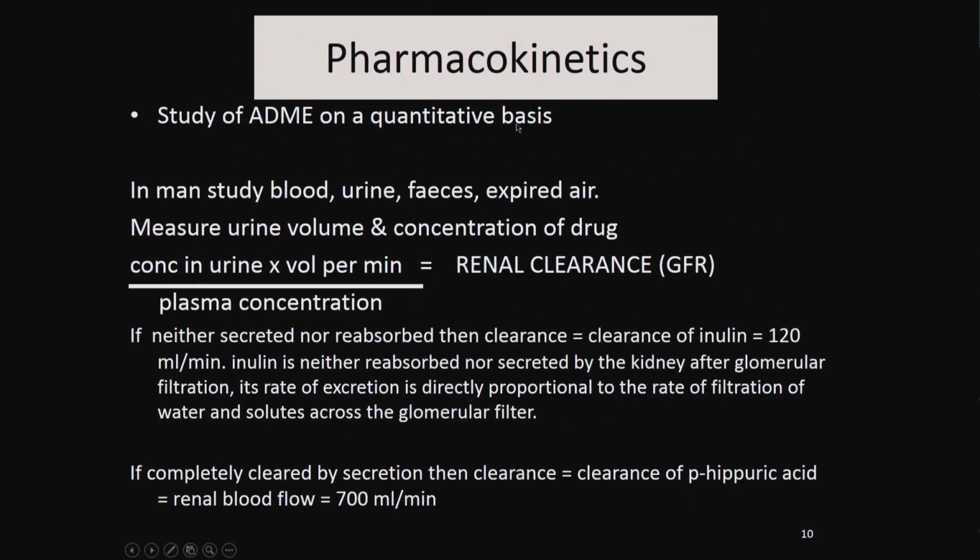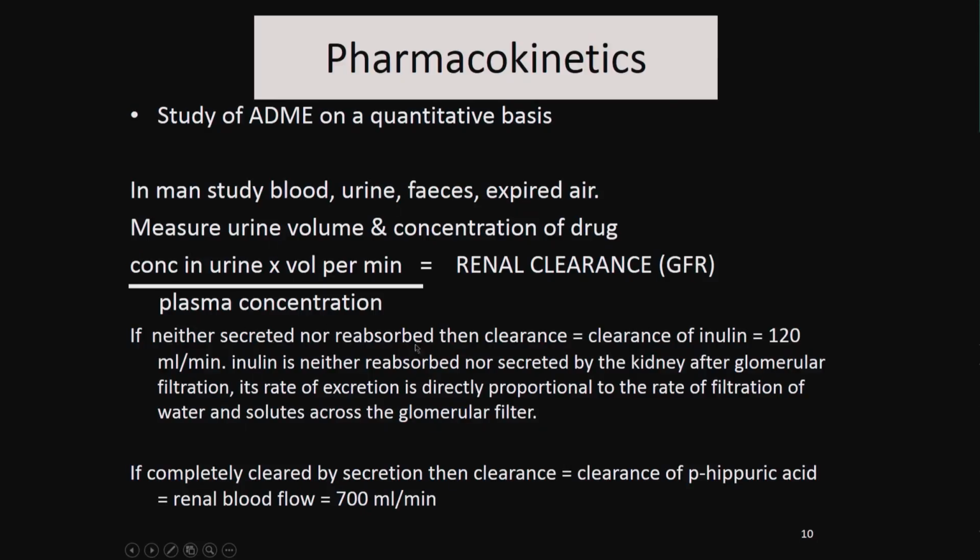Then you have something called pharmacokinetics, which studies this entire ADME in a quantitative manner. In humans, we look at the blood, the urine, the feces, and expired air, and then we find out the concentration of the drug and see how the drug gets removed from the body. Concentration in urine times volume of urine per minute, divided by plasma concentration, is called renal clearance. Concentration times volume gives you the total amount of drug removed in urine, divided by plasma concentration. That is renal clearance.